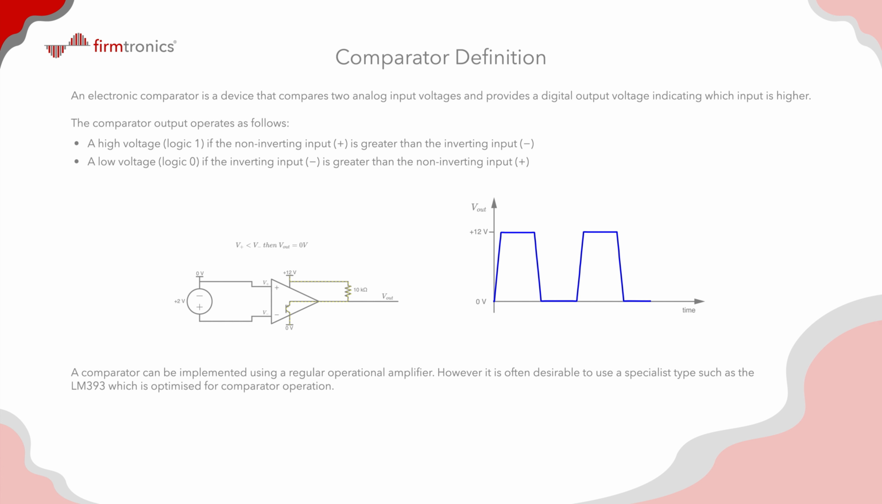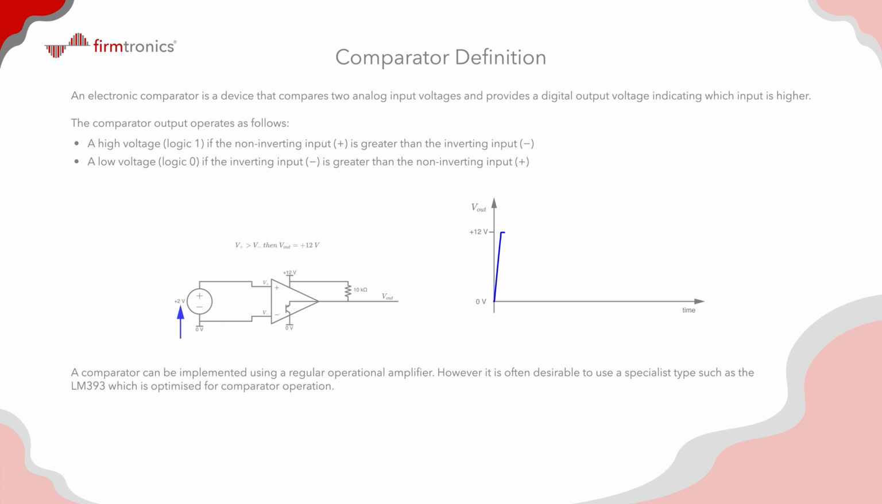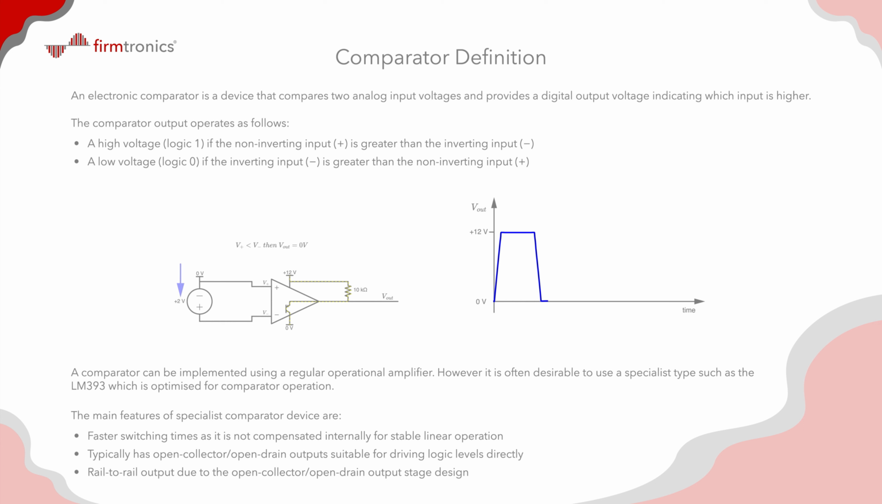A comparator can be implemented using a regular operational amplifier. However, it is often desirable to use a specialist type such as the LM393, which is optimized for comparator operation. The main features of a specialist comparator device are faster switching times, as it is not compensated internally for stable linear operation. It typically has open collector, open drain outputs suitable for driving logic levels directly, and a rail-to-rail output due to the open collector, open drain output stage design.